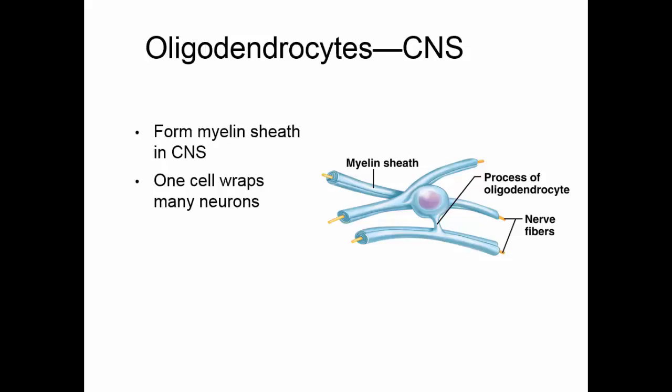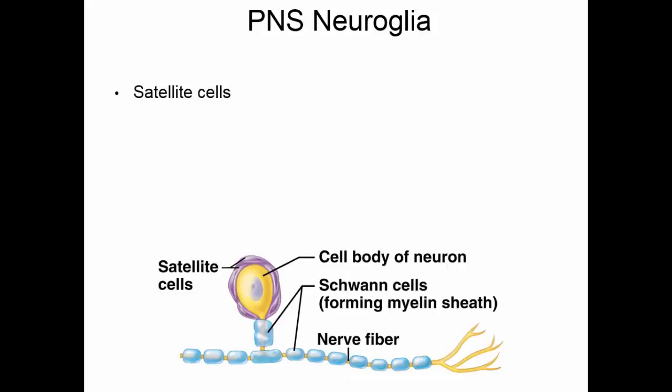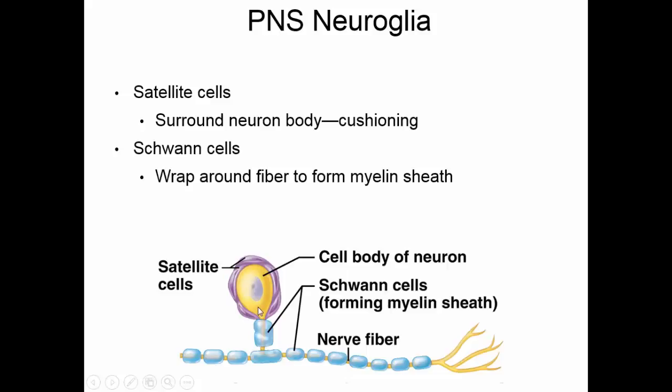One cell is capable of wrapping as many as 60 neurons. In the peripheral nervous system, we have the satellite cells. The satellite cells surround the cell body of the neuron. The Schwann cells are the ones that are responsible for forming the myelin sheath in the peripheral nervous system. It takes several Schwann cells to wrap one axon.